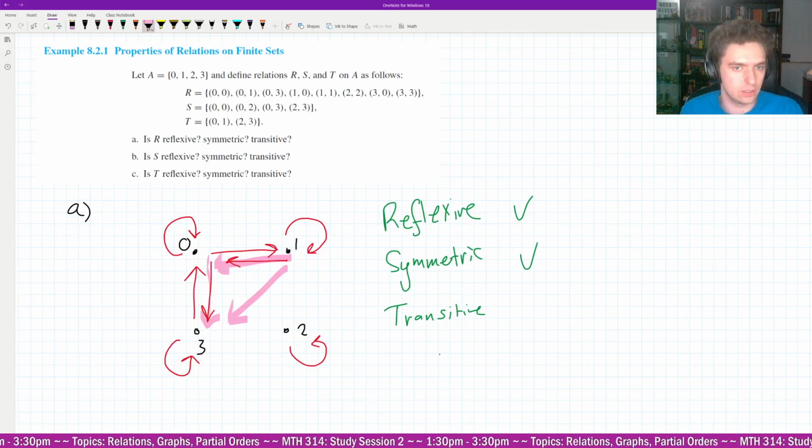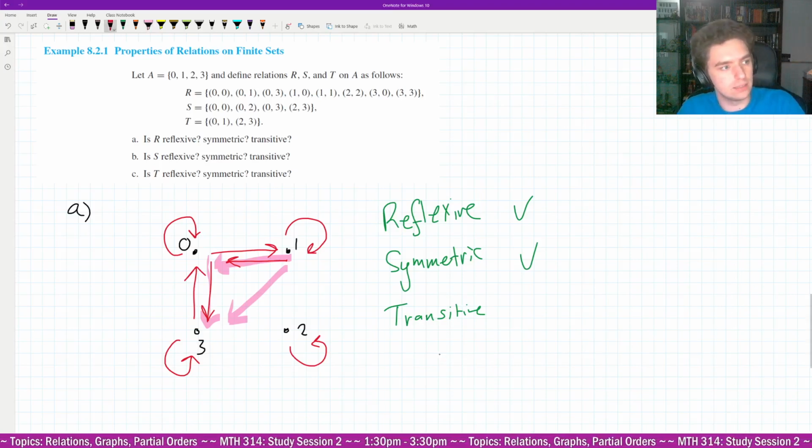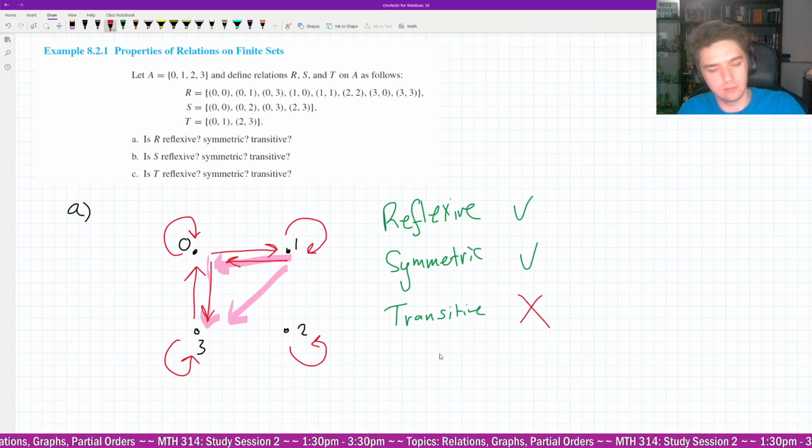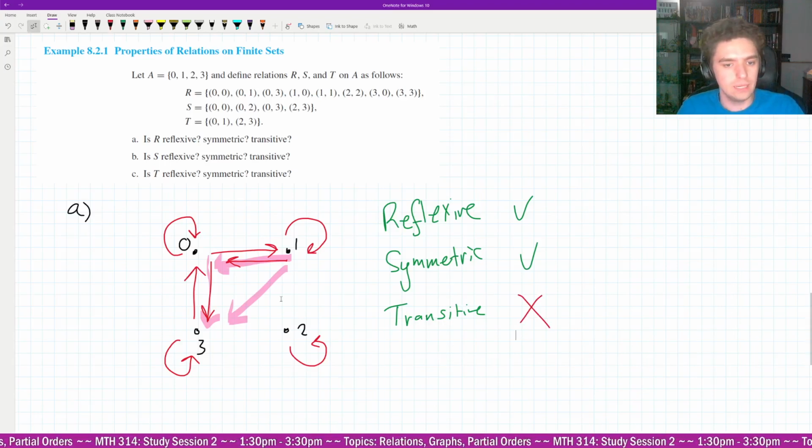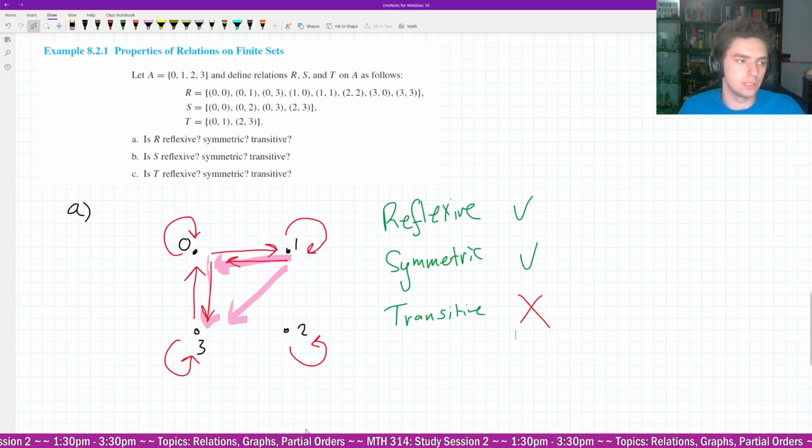Right? This is symmetric, but it is not transitive, right? Not transitive, because for this reason, you can make some sort of link like this, right? So 1 to 0, 0 to 3, and there's not 1 to 3, so it is not transitive.